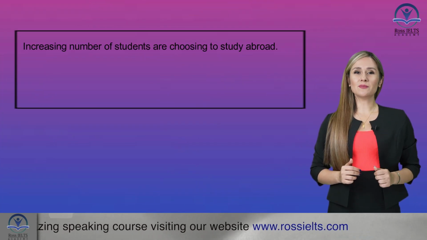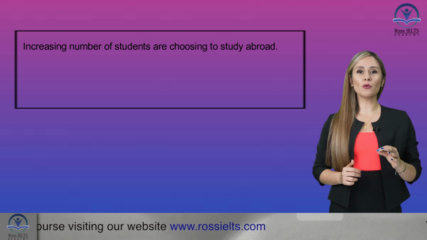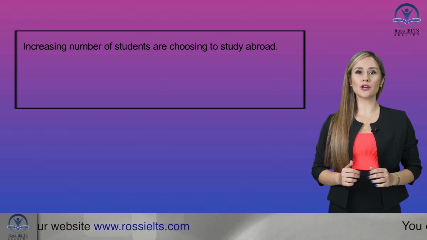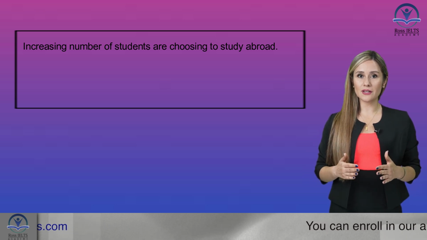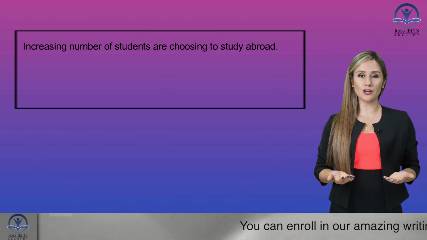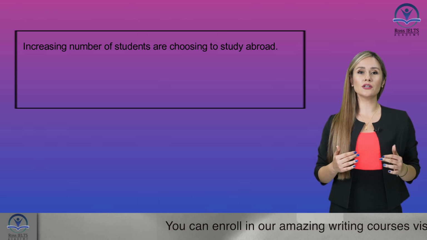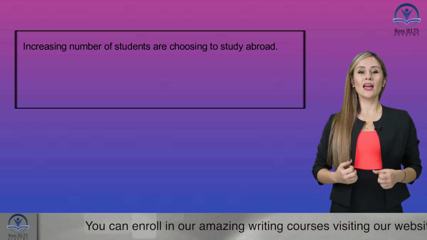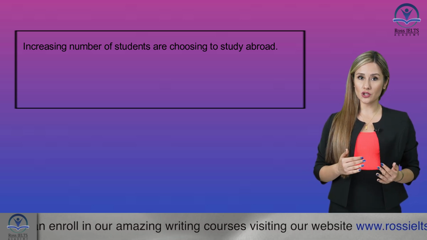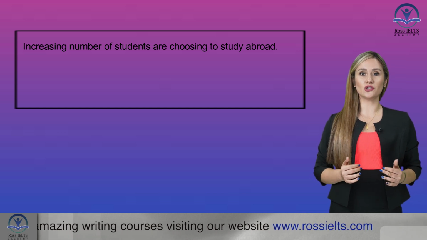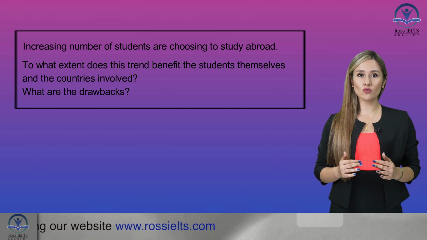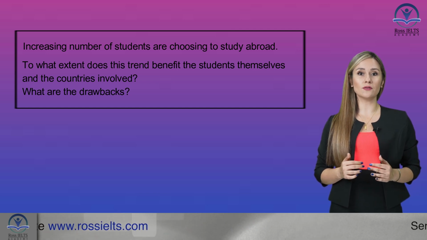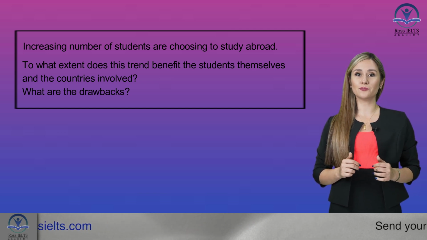Here the question statement says, increasing number of students are choosing to study abroad. As you see, this is the question statement, and what we should do is to read it carefully, highlight the keywords and understand it. Now the next part would be the question we are asked regarding this question statement, which says, to what extent does this trend benefit the students themselves and the countries involved?